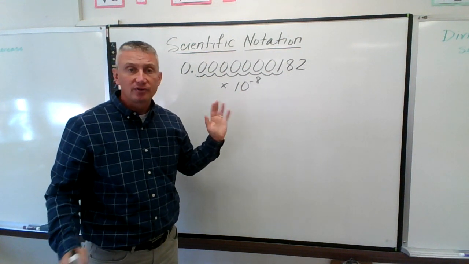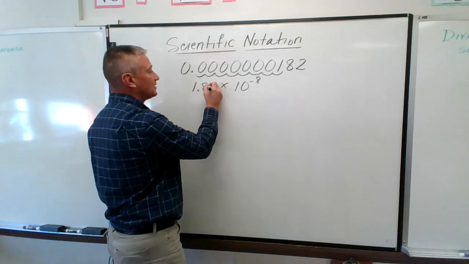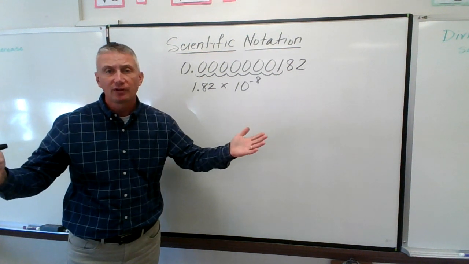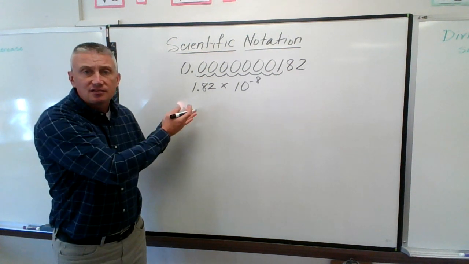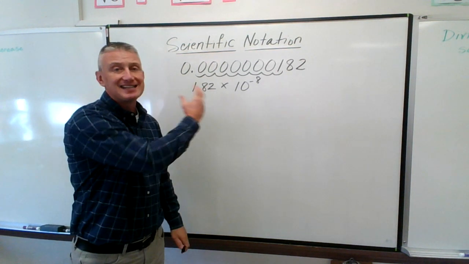Okay, I made this number 10 smaller. So here's what I got to do. This is 1.82 times 10 to the negative 8th power. No different from the last one. This is the same thing. However, this time we're not rounding it. We're not estimating it. We want the exact answer.